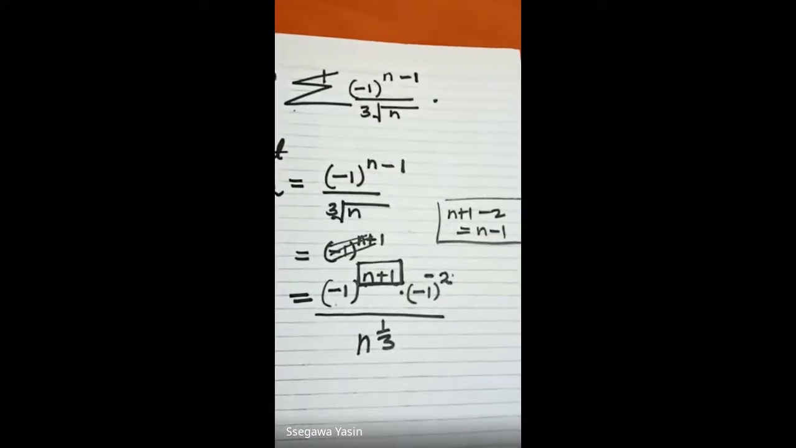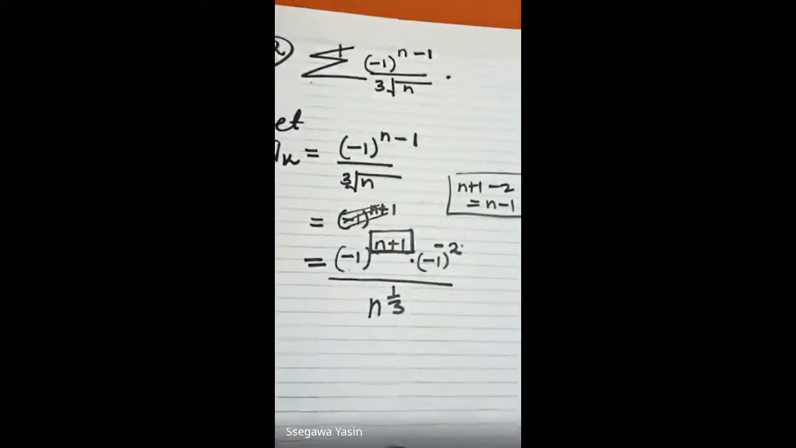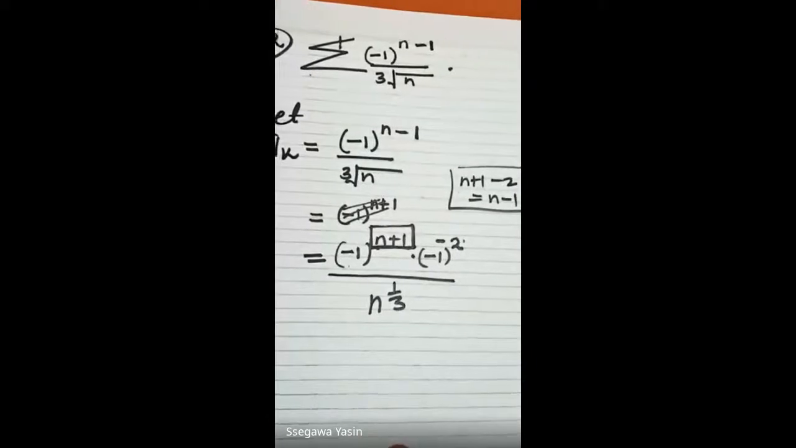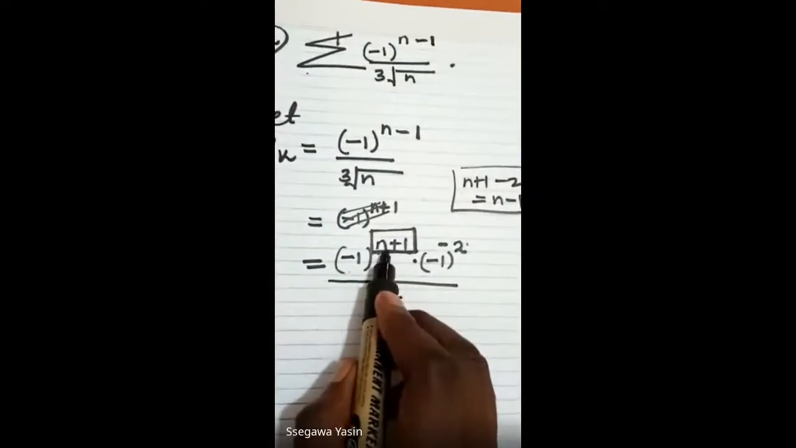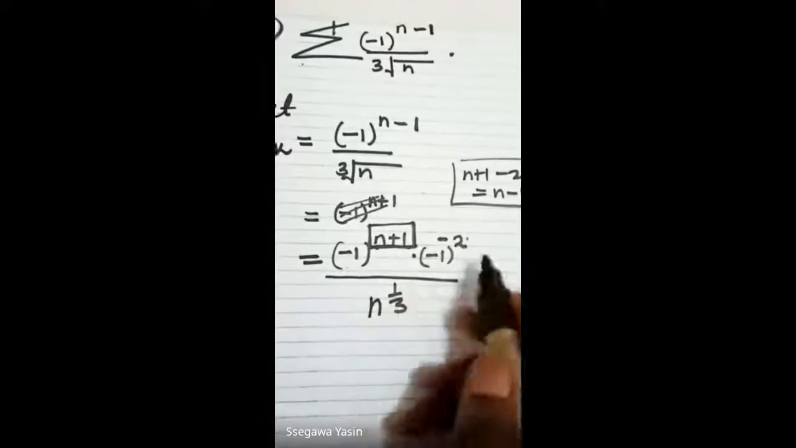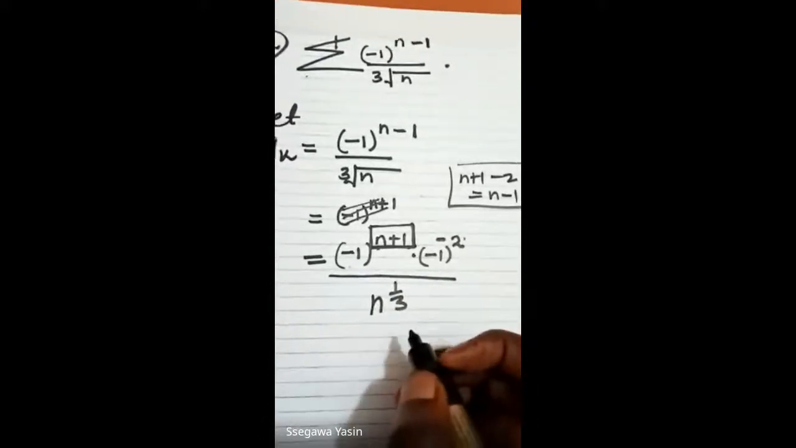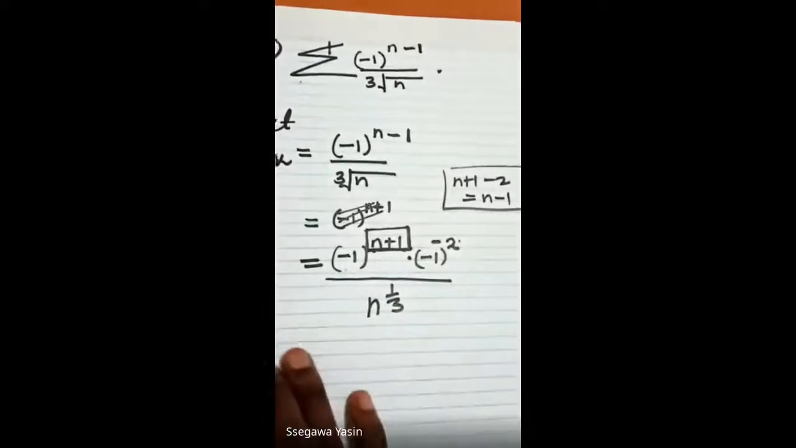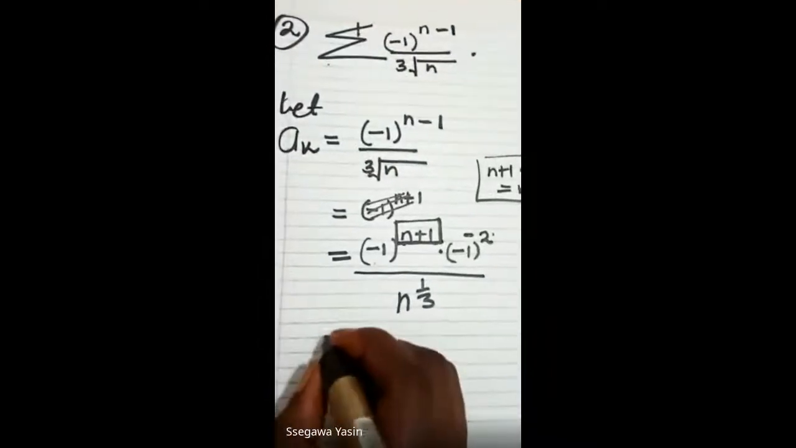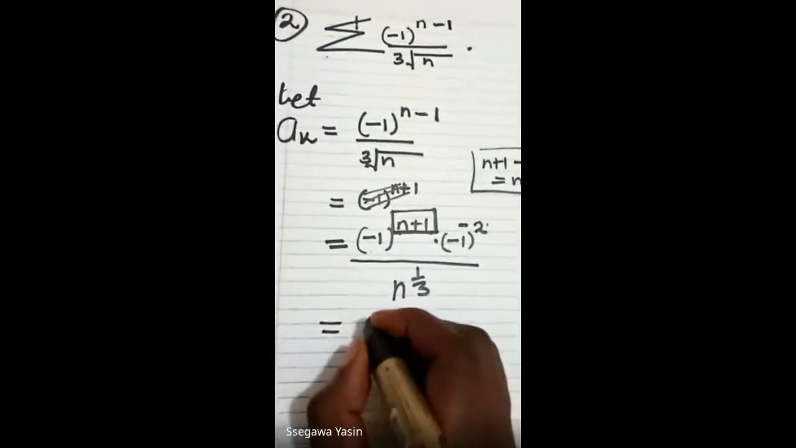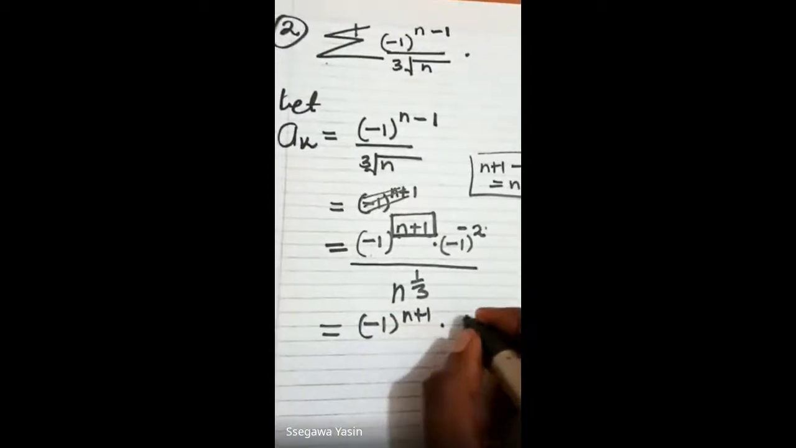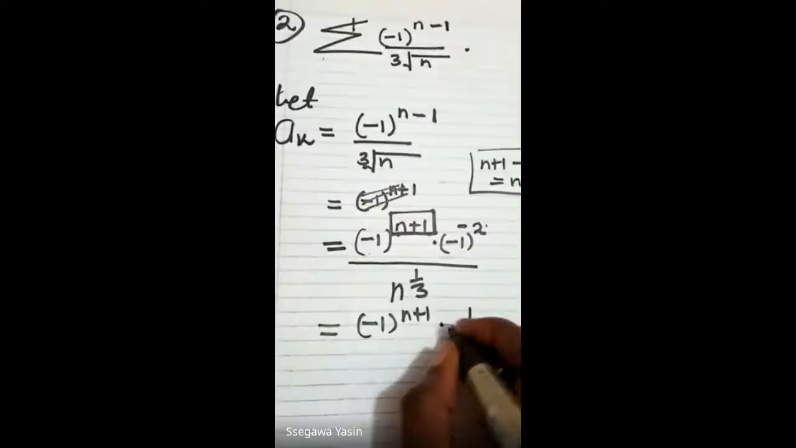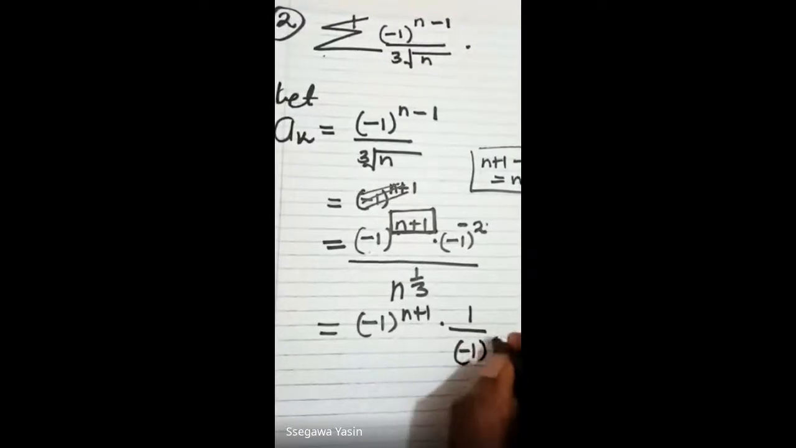Hope I'm tracking you well. So I've said you make sure that this one is maintained, but you can change anything around. So that's what I'm trying to track. So this equals to what? This equals to negative 1 to the power n plus 1. Then this is a 1 over negative 1.